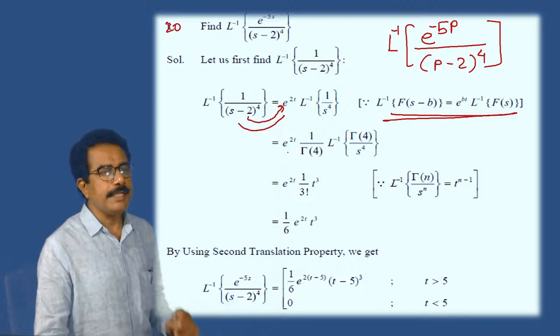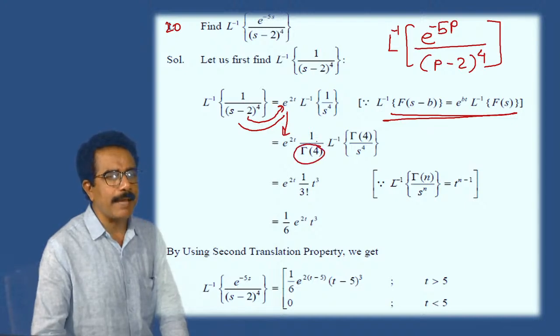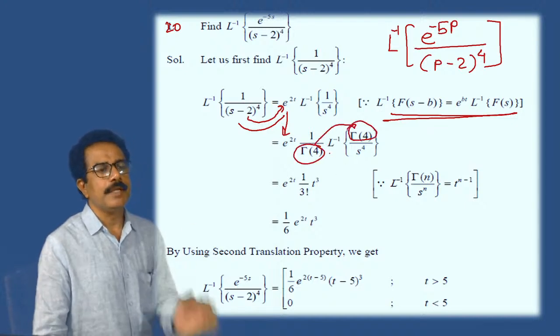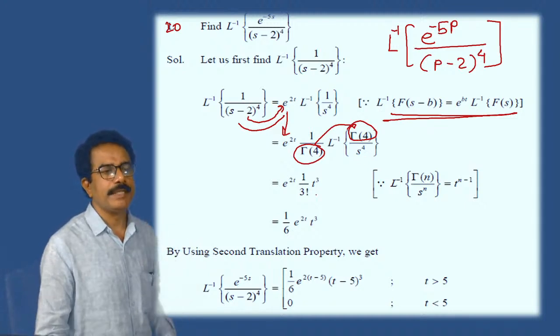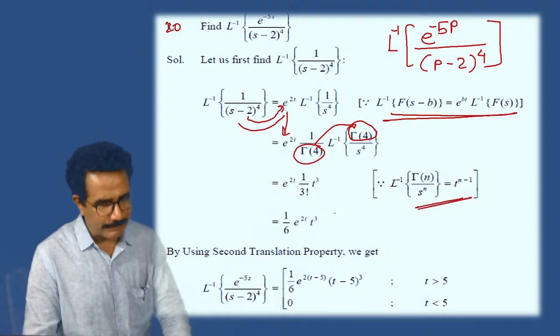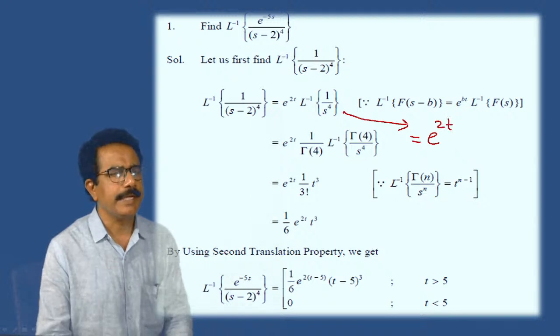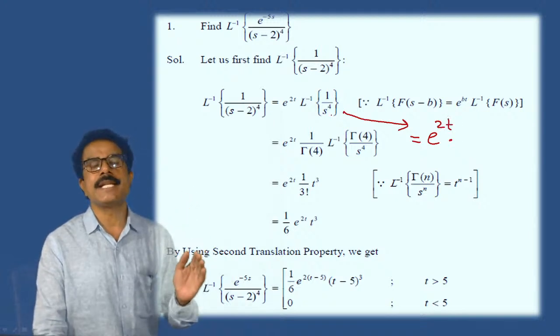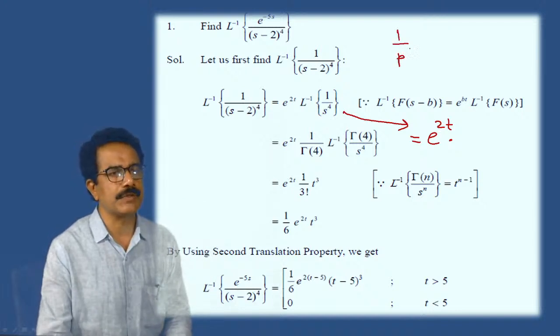So e raised to 2t as it is, divided by gamma 4, multiply by gamma 4. So L inverse of gamma 4 divided by s raised to 4. Then by using this formula we can write, or you can write this directly. In this way you can also write e raised to 2t into 1 upon s raised to 4, means 1 upon p raised to 4.